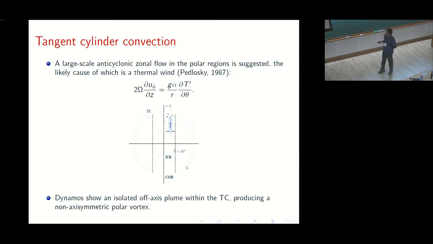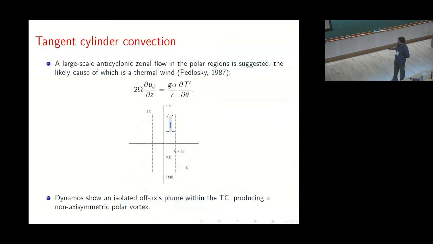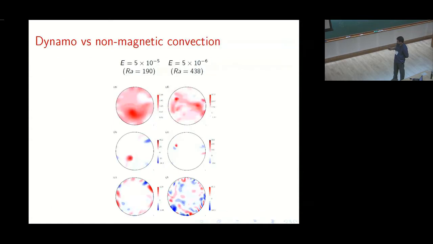And the moment we look at the magnetic field effect on this process through dynamo models, what we find is not a perfectly axisymmetric vortex, but a highly non-axisymmetric vortex, and this is produced as a result of an isolated plume, which I am showing in this slide. So here we have taken a cut section. Suppose you take a horizontal cut section and look from above, and this is what you see.